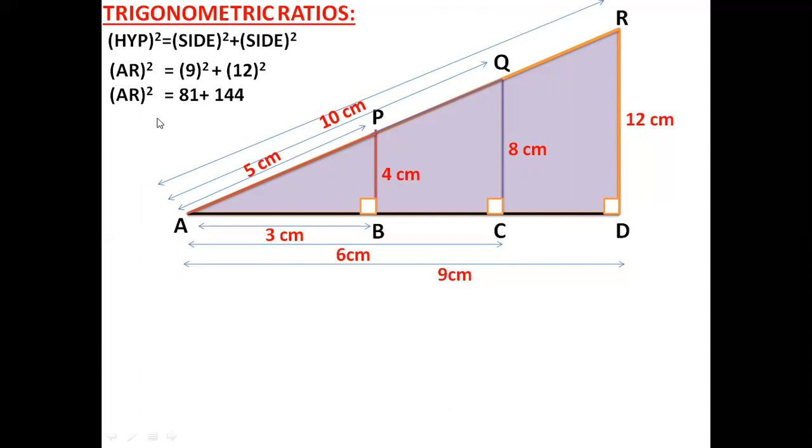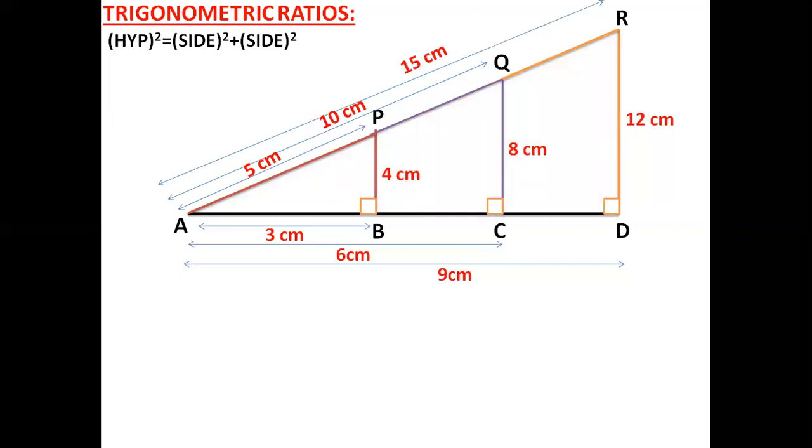So AR square is equal to 225. If the square goes to the right side, it becomes square root. So AR is equal to under root 225. Here 225 can be written as 15 square. Square root cancels, AR is equal to 15. So the value of hypotenuse AR is equal to 15 centimeters. So you have to write here 15 centimeters. So for this right angle triangle, the length of AR is equal to 15 centimeters.